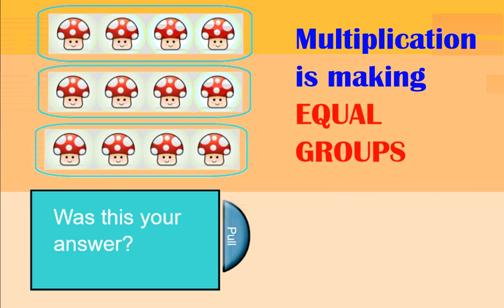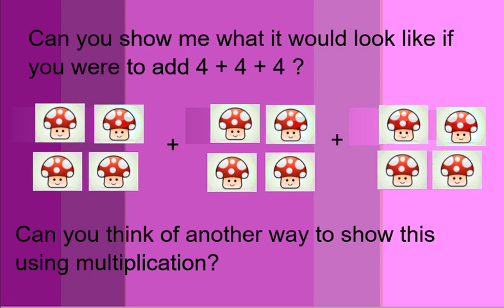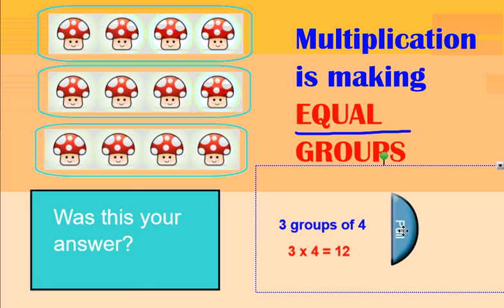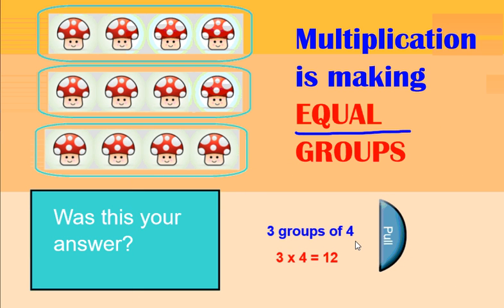I've just rearranged them here. It's the same. It's 3 groups of 4, 4 plus 4 plus 4, and I've put them into equal groups because multiplying is also about making equal groups. That's very important. You can't have 4 in this group, 4 in this group, and only 2 in this group. We wouldn't be able to multiply. You have to have equal groups. All right, so was this your answer? Of course it was. 3 groups of 4 is like saying 3 times 4, and it makes 12.